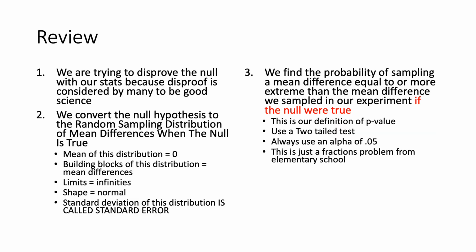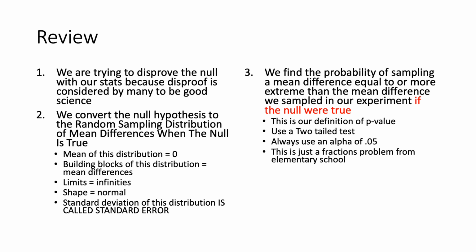So just a quick review. We're trying to disprove the null with our stats because disprove is considered by many to be the cornerstone of science. So this is how we statistically disprove ideas in science. This is how we differentiate ourselves from Freud. And what we do is we convert this null hypothesis to the random sampling distribution of mean differences when the null is true. And this random sampling distribution of mean differences when the null is true has a few properties.